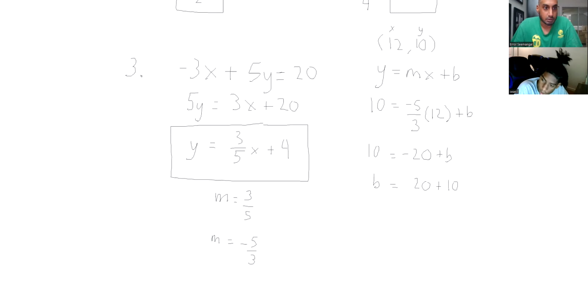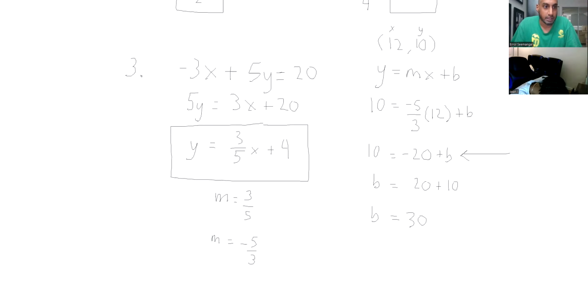So b is 30. Why would it become positive? This is why. Are you with me on this line right here? All you're doing is adding 20 to both sides. That's the same thing as moving negative 20 to the other side, and then the sign will switch from negative to positive. So 10 plus 20 is 30. That's the same thing as when you move terms to the opposite side of the equal sign, the sign will change.